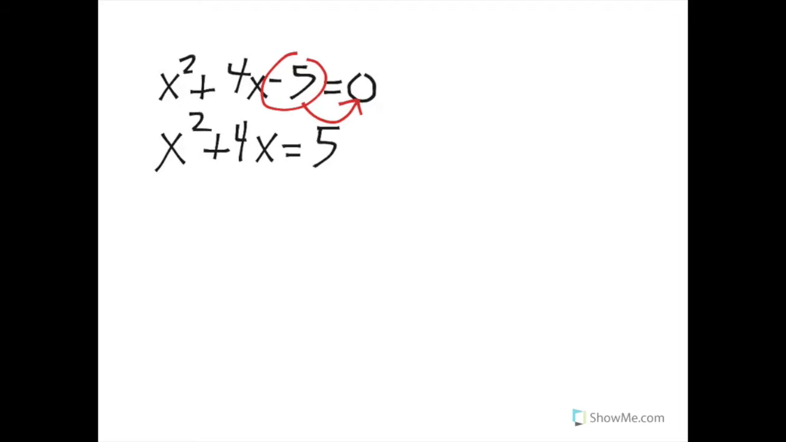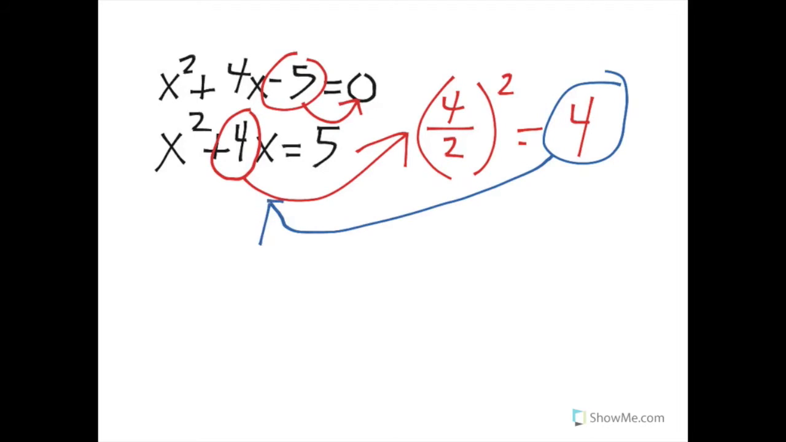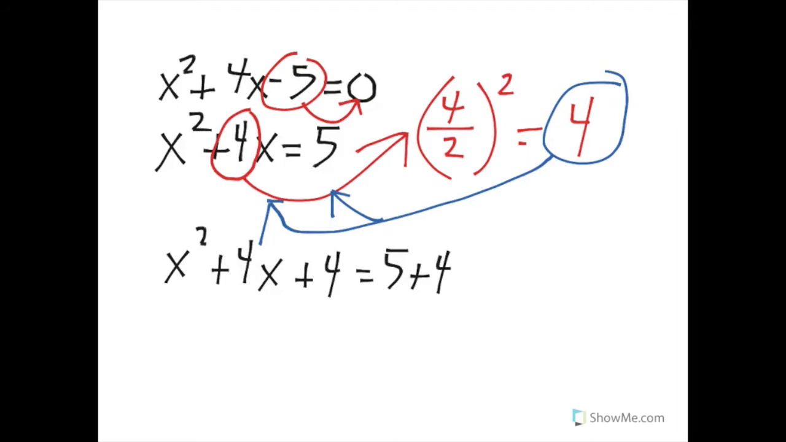Now, remember what I told you. You take this number, you take it over here, you divide it by 2, and you square it, which is 4. Then you take that number, you take this little guy right here, and you add him to both sides. Do not forget that. So you've got x squared plus 4x plus 4 is equal to 5 plus 4, or 9.